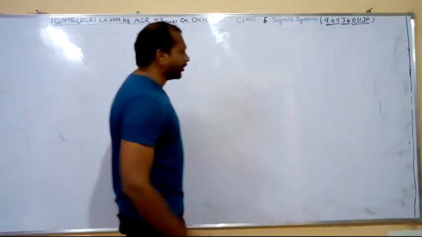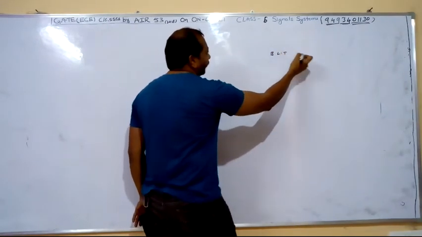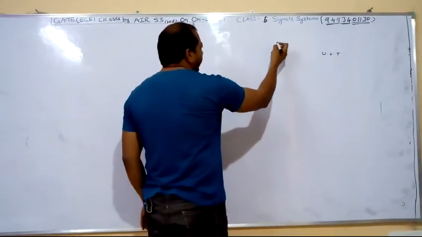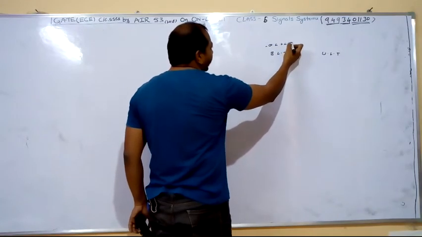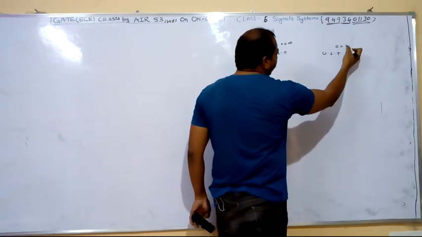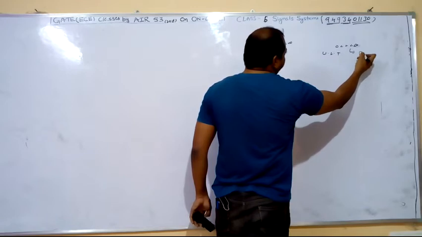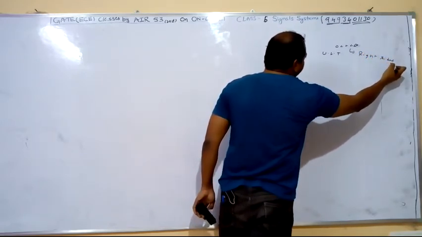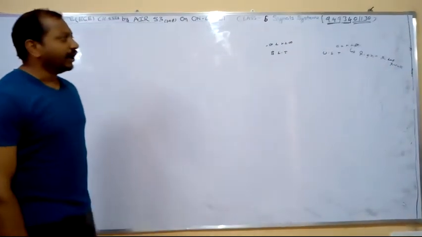Now, the unilateral Laplace transform and the bilateral Laplace transform. What are they? Don't bother. The bilateral Laplace transform is also a Laplace transform, but here the t limits are from minus infinity to infinity. In the unilateral Laplace transform, we consider only 0 to infinity, so the corresponding signal is said to be a right-sided signal. In the unilateral Laplace transform, by default it is a right-sided signal.